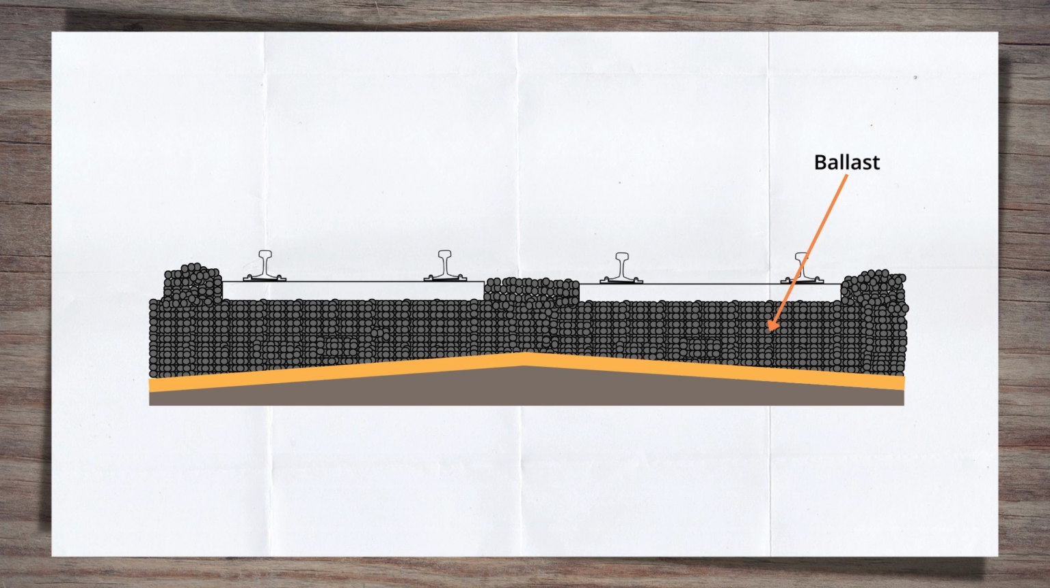Firstly, we have the ballast itself. It supports the track both vertically and laterally, while also allowing water to drain through it. In the top right-hand corner now is a link to my video that covers the full functions of ballast on the railway. Check it out.